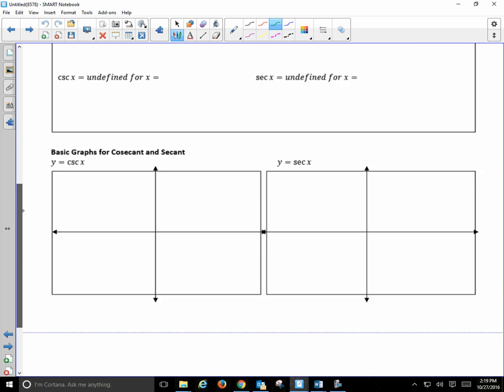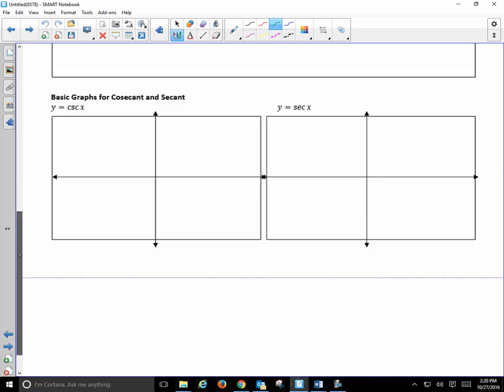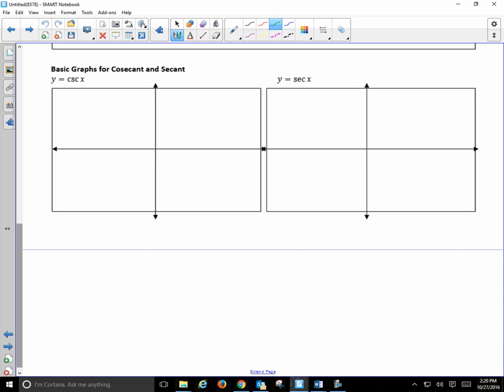So, basic graphs of secant and cosecant. This is our last topic. And here's the idea. I don't want to graph cosecant. I want to graph 1 over sine. What's the relationship between sine and cosecant? They're reciprocals.